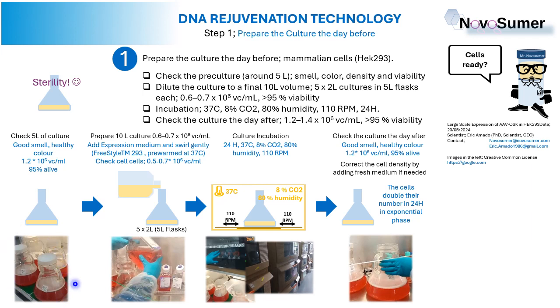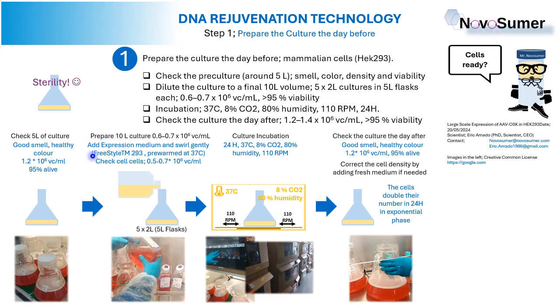Okay, the smell is good, the color is good, the density of cells is good. The density is around 1.2 million cells, okay? And we need 95% of the cells to be alive, to be healthy. The cell counter will tell us. So what we have to do is diluting this culture, okay? We will dilute it. We will reduce the density, because we want a final culture of 10 liters.